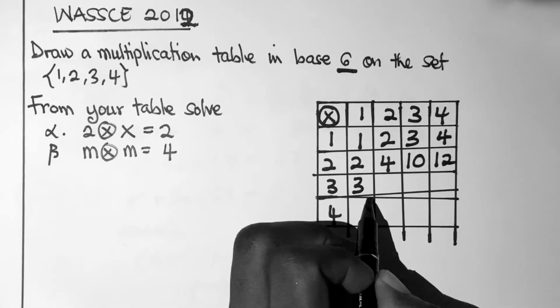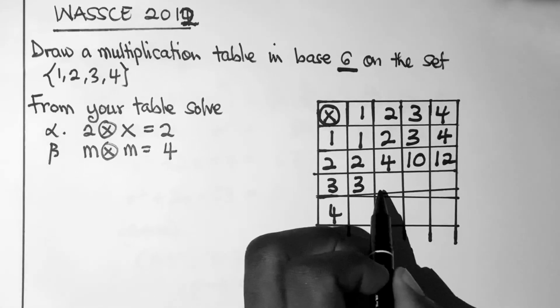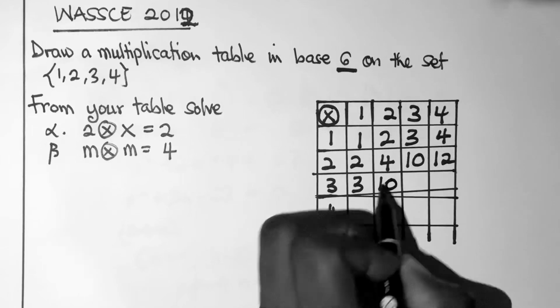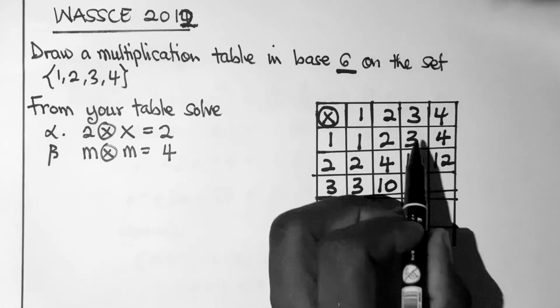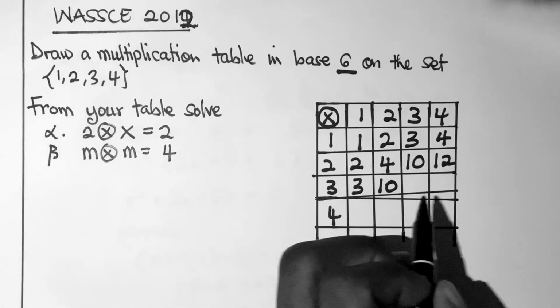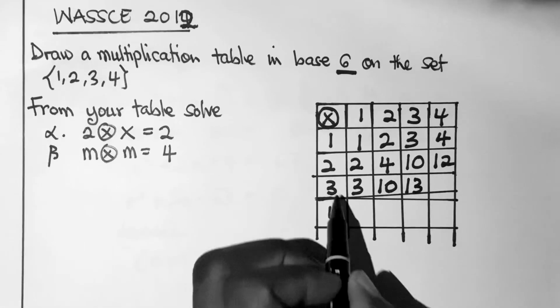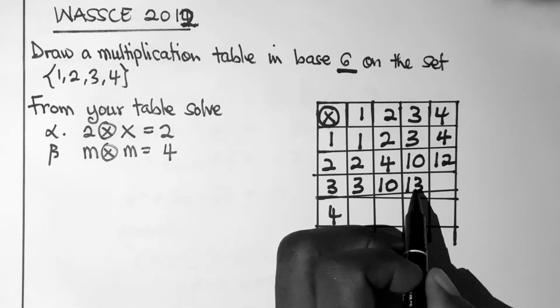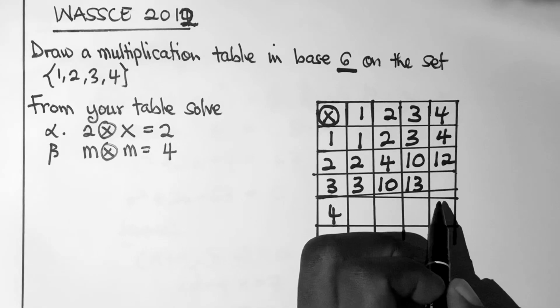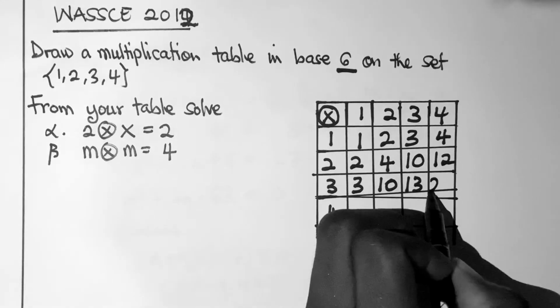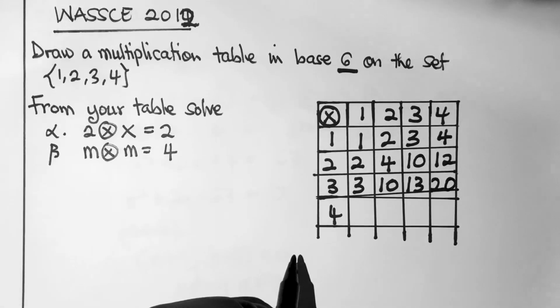And 3 times 2 is 6. Now, 6 divided by 6 is 1, remainder 0. Then 3 times 3 is 9. 9 divided by 6 is 1, remainder 3. And 3 times 4 is 12. Now, you see that 12 divided by 6 is 2, remainder 0.